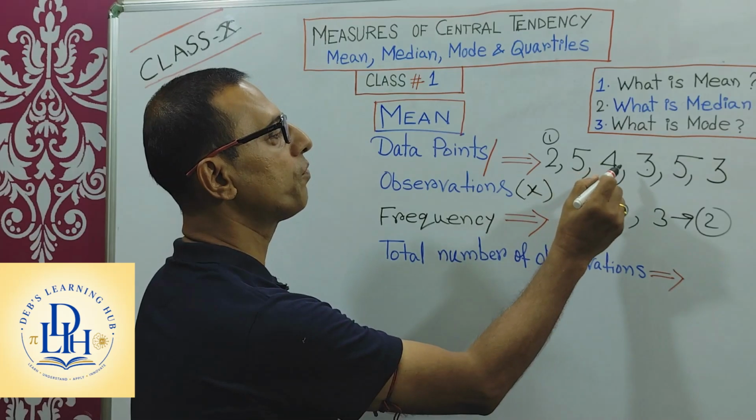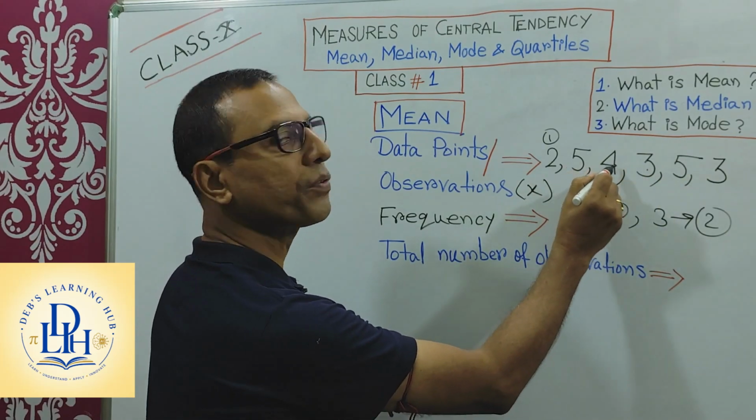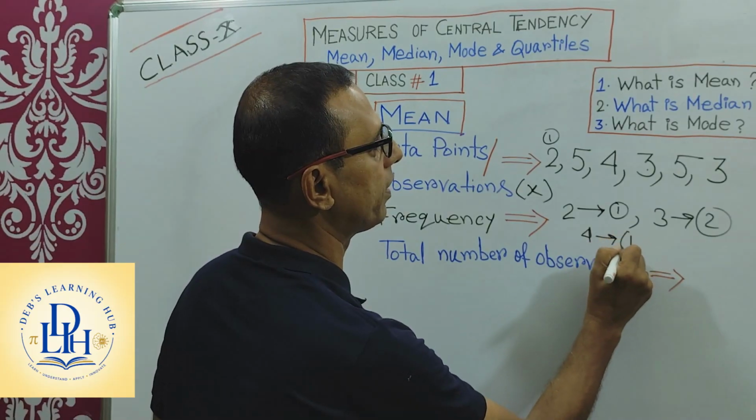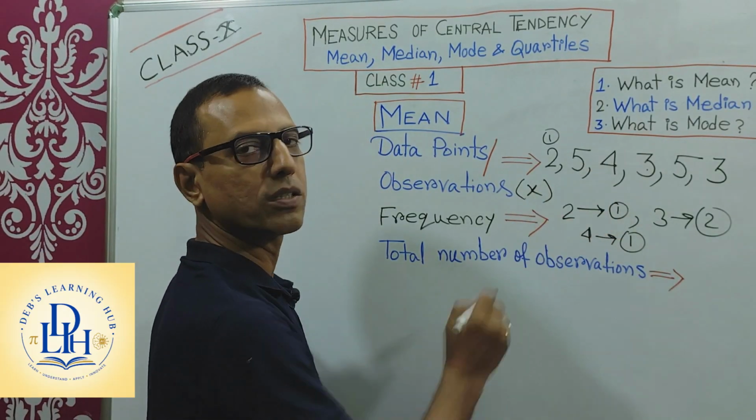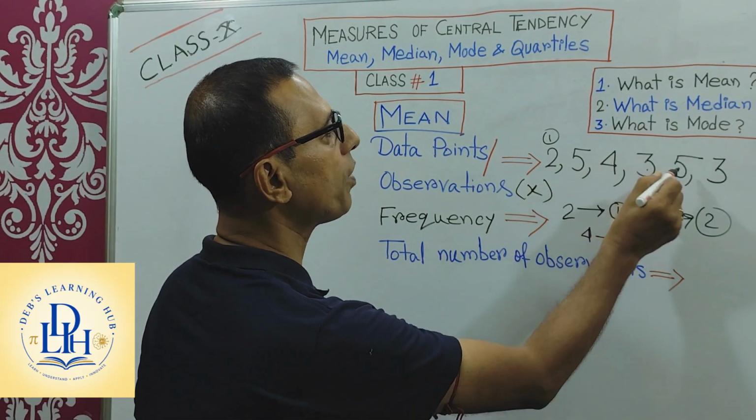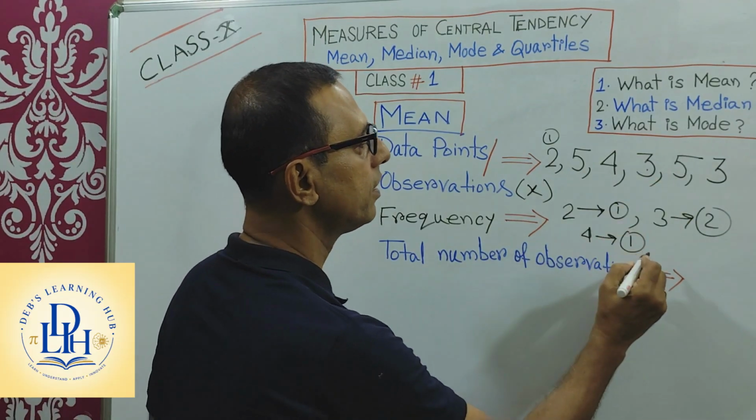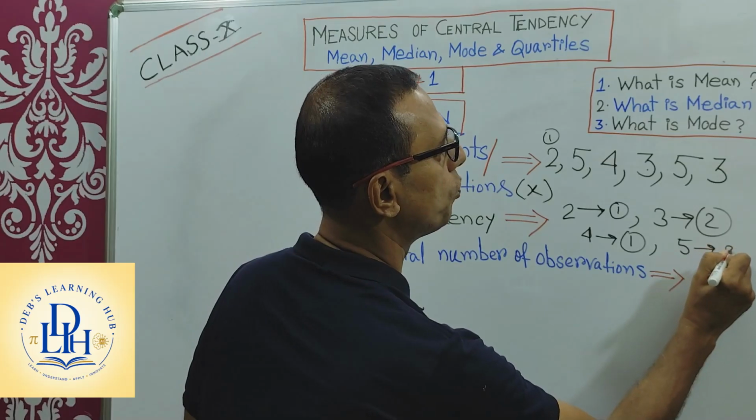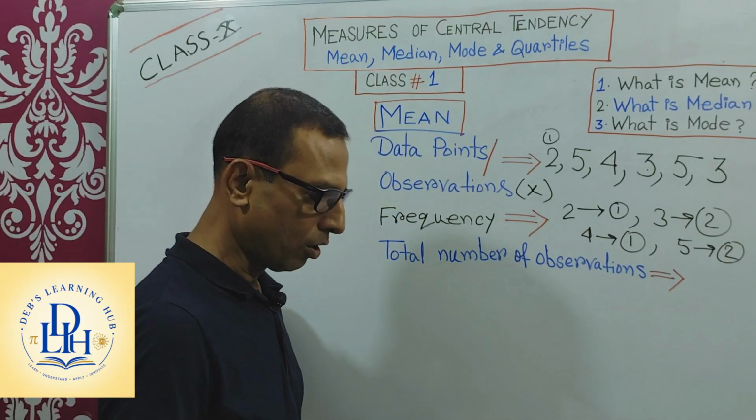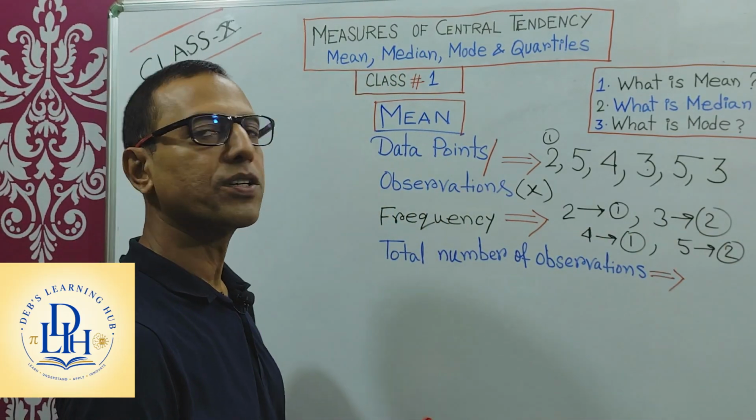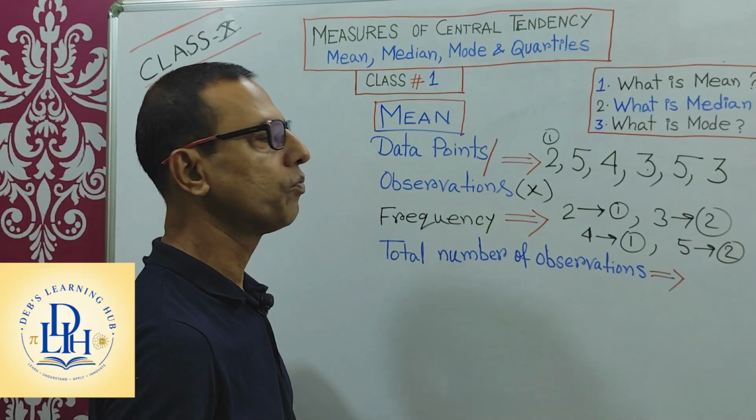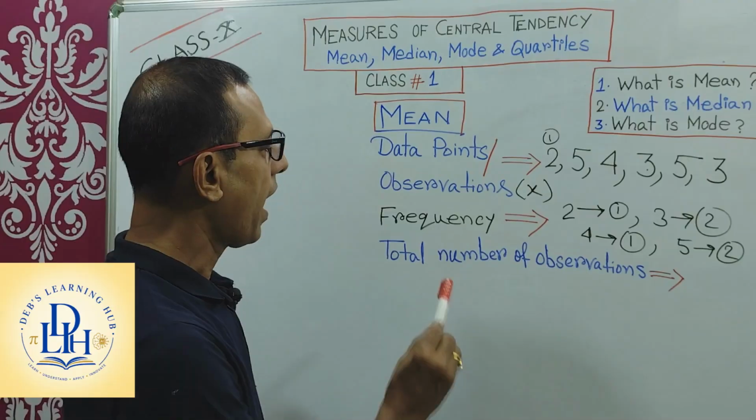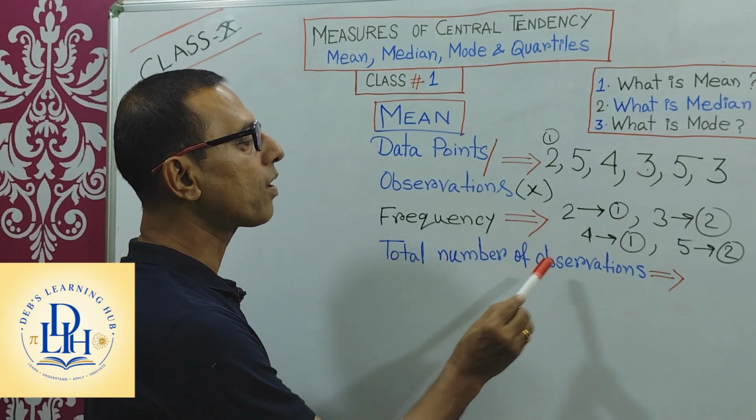What is the frequency of 4? The frequency of 4 is 1 because 4 is there just once. And how many times do you have 5 in this data set? You have 5 twice. That means the frequency of 5 is 2. So for each of the observations, the number of occurrences is called frequency. And then the total number of observations.